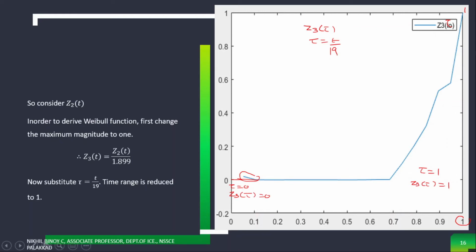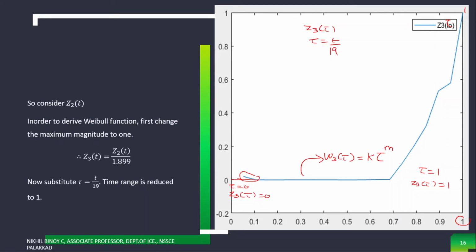So now we are going to represent this graph Z3 of tau by using a variable function W3 of tau, that is equal to k into tau raised to m. W3 of tau is equal to k into tau raised to m. So my first question is, what is the value of k?